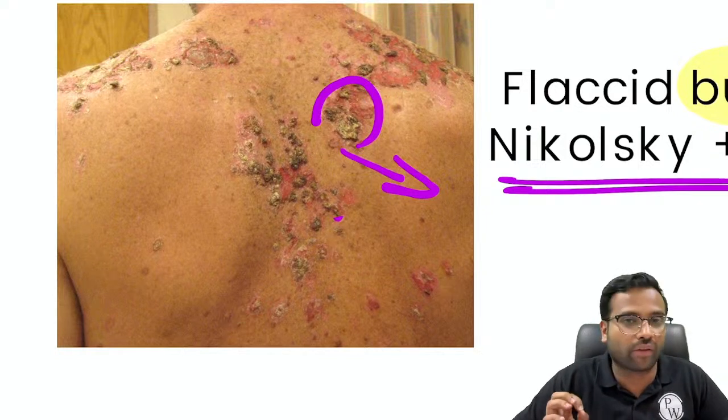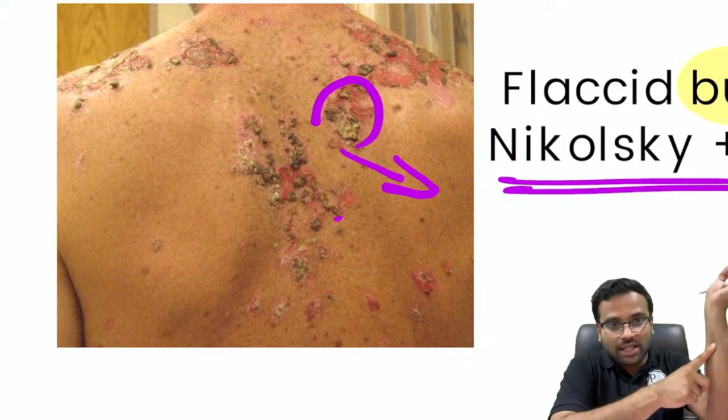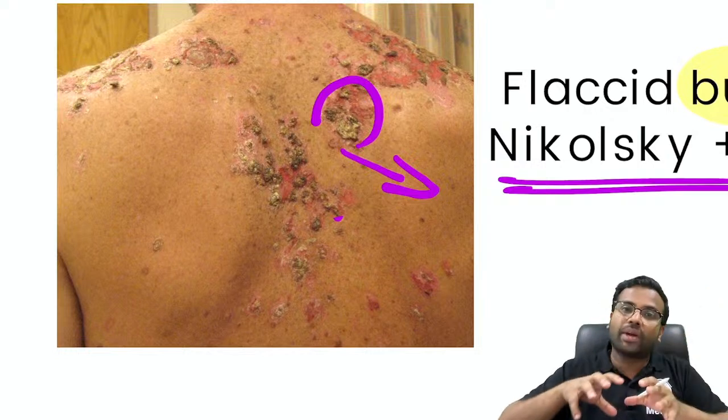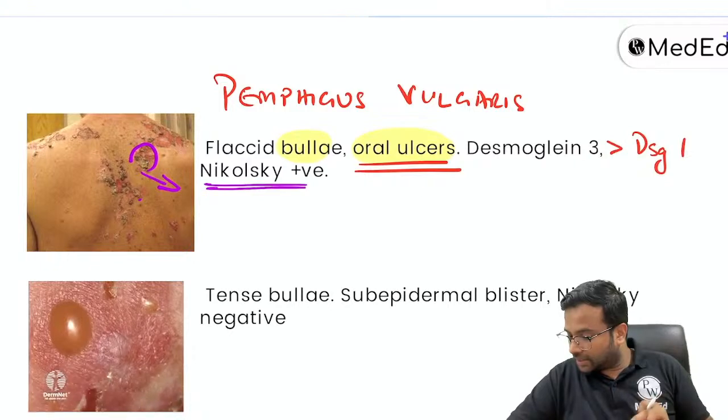Whenever you have a flaccid bulla, one very easy example can be a burns patient, isn't it? In such cases, whenever we apply a tangential pressure, the skin may get peeled off. It's called Nikolsky sign. Okay. Shall I go to the next one?